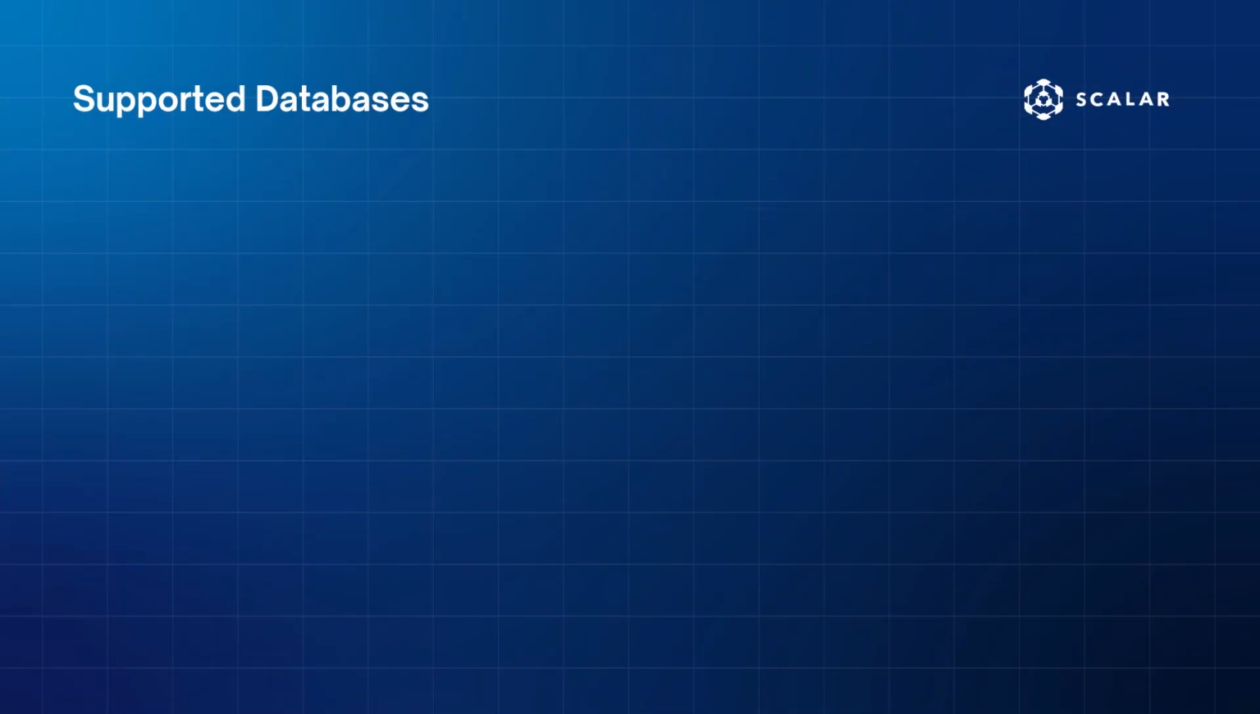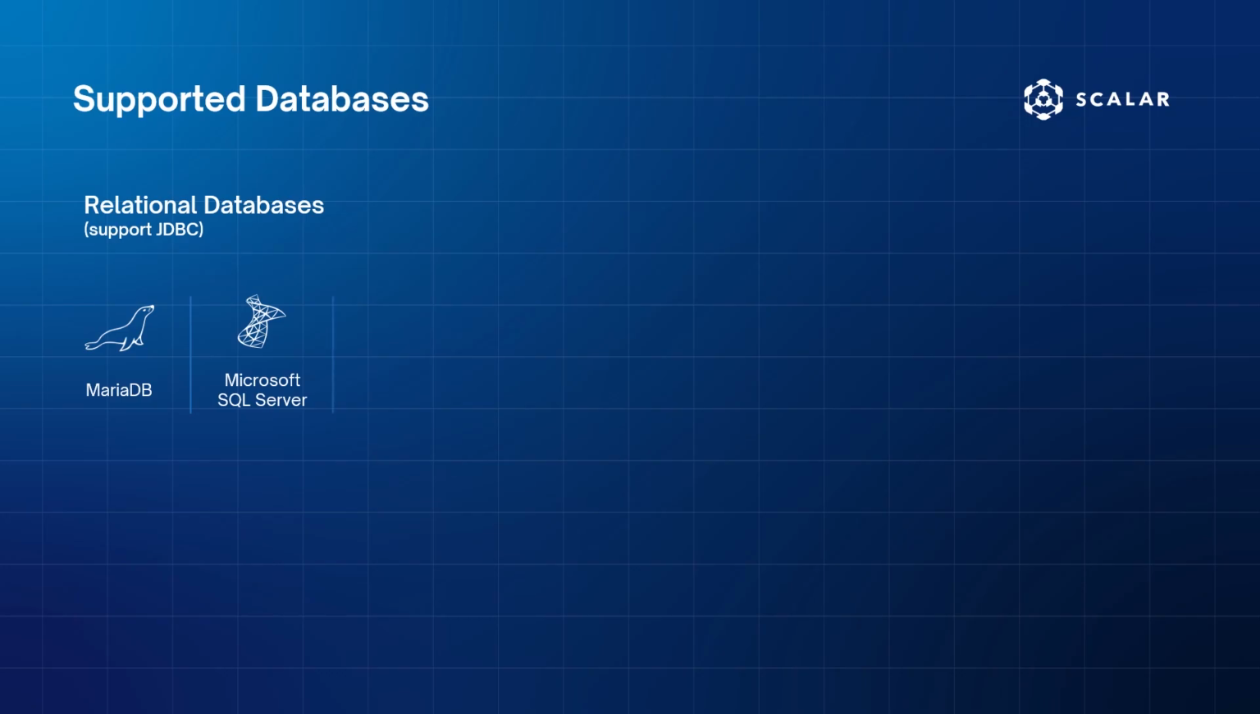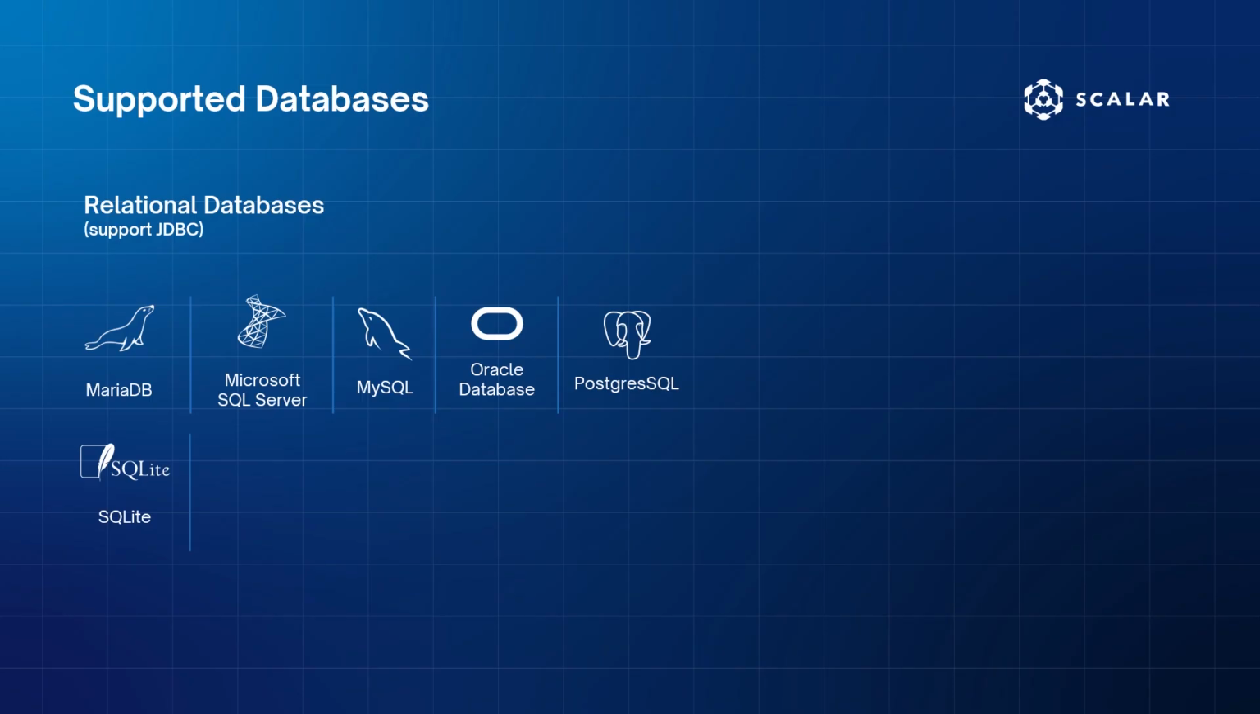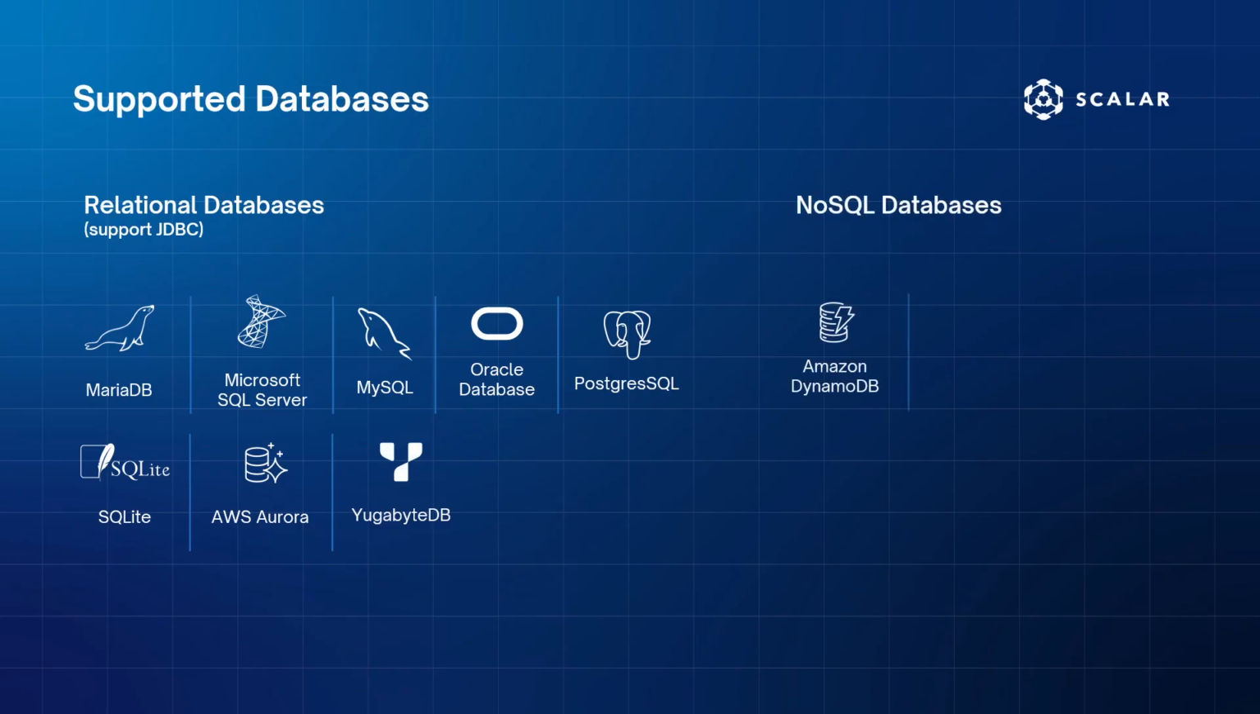ScalarDB supports a variety of databases. Relational databases that support JDBC, such as MariaDB, Microsoft SQL Server, MySQL, Oracle Database, PostgreSQL, SQLite, and their compatible databases, like Amazon Aurora and YugabyteDB, are supported. It also supports multiple NoSQL databases like Amazon DynamoDB, Apache Cassandra, and Azure Cosmos DB.